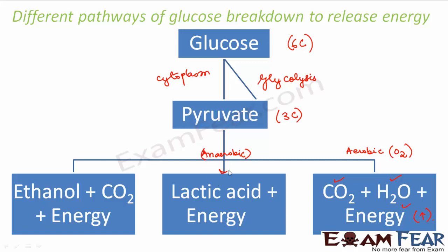It can either form lactic acid or it can form ethanol. In both these cases, when it forms lactic acid, it is again forming a 3-carbon compound. When it forms ethanol, it is forming a 2-carbon compound, right? But when it forms carbon dioxide and water, you see it is in the simplest form. So in the case of aerobic respiration, complete oxidation is happening. But in case of anaerobic respiration, incomplete oxidation is happening. These are the different pathways by which breakdown of glucose to release energy can happen. That means respiration can happen in so many different ways.